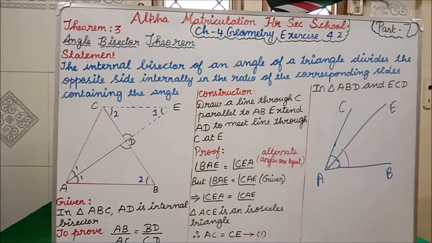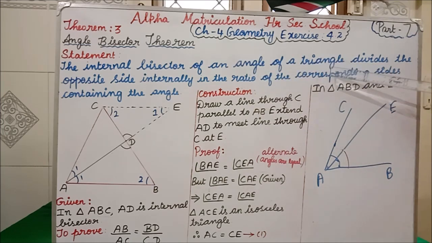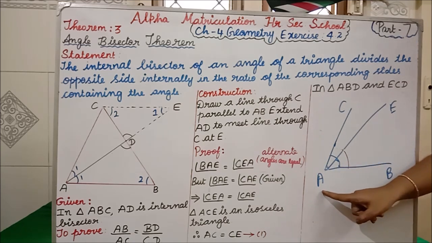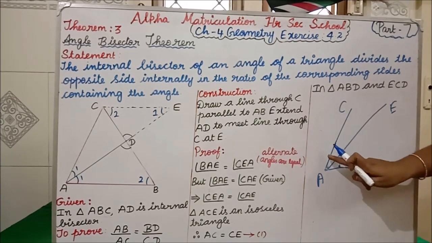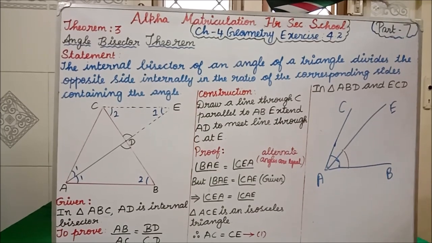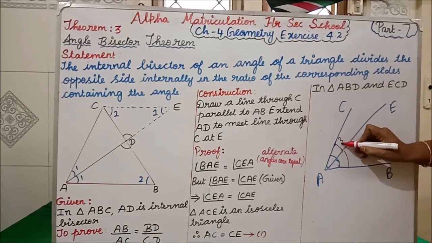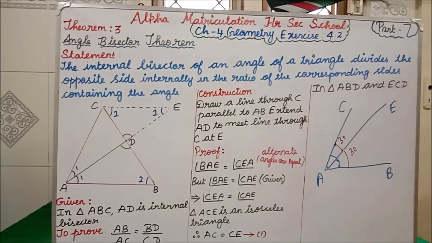So what are they saying in that? Internal bisector of an angle of a triangle. Internal bisector means what? Suppose we are drawing the internal bisector for this A. I have told you before, suppose the full angle A is 60 degrees. If you are drawing this internal bisector, then obviously this part will be 30 degrees and this part will be 30 degrees. Isn't it?